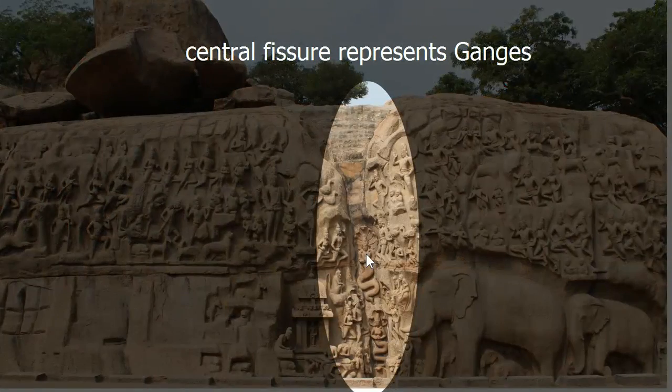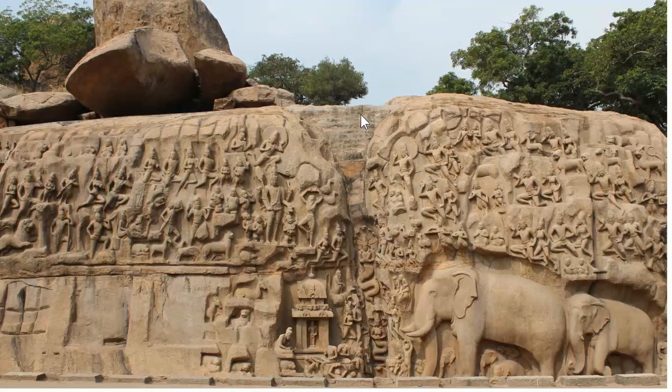So there are a lot of evidences to show that this is actually representing the river Ganges flowing. Now let us take them one by one and see how it actually proves that this is the representation of river Ganges. So you can see on either side of this sculptural panel, all the figures are actually traveling towards the central fissure. And also there are two figures depicted over here.